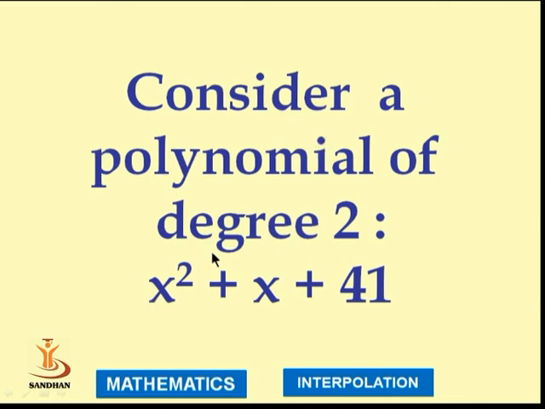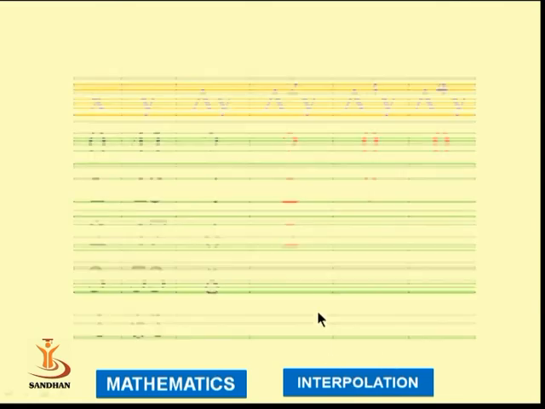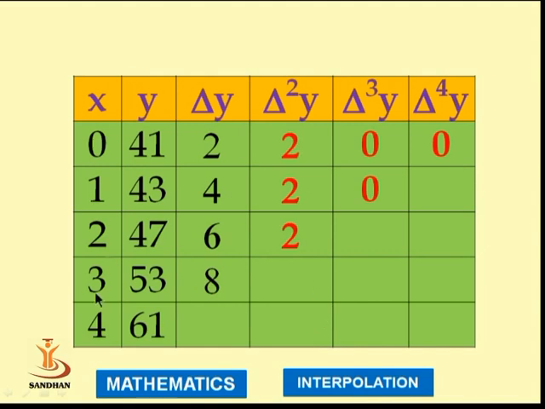Now let us consider a polynomial of degree 2, say x squared plus x plus 41. So we have this table here, just in order to illustrate what I have been saying. We have a table for the values of x. If x takes on 0, the value of y for x squared plus x plus 41 is equal to 41. For x equal to 1, y is 43. For x equal to 2, y is 47. For x equal to 3, y is 53. And for x equal to 4, y is 61.